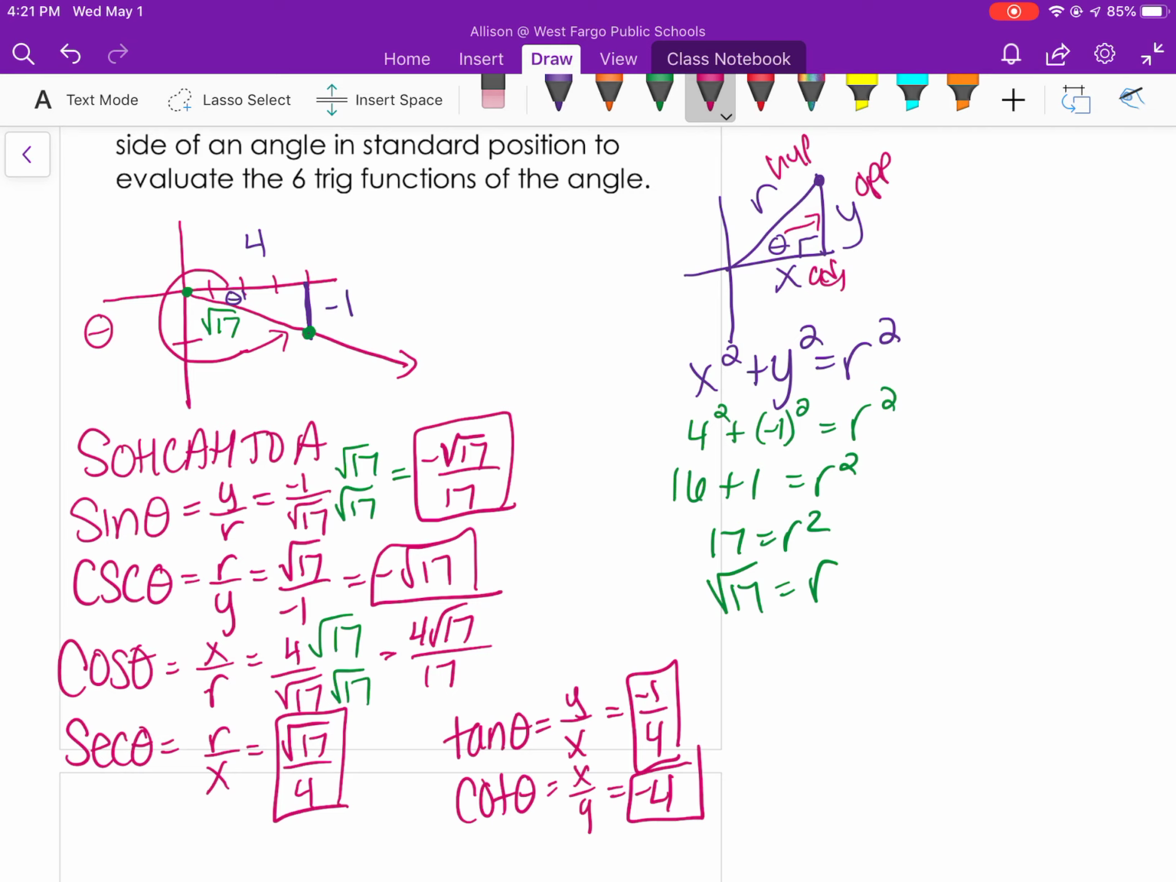So you graph your point, and then find your radius, and then use these ratios from this triangle, or draw your reference angle with the x-axis and then use that.